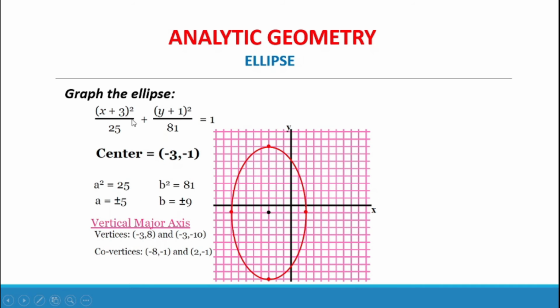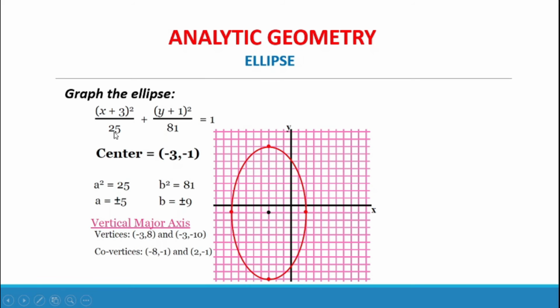Next, (x plus 3) squared all over 25 plus (y plus 1) squared all over 81 is equal to 1. For the center of the ellipse, change the sign from plus 3 to negative 3 and positive 1 to negative 1. So the center is at negative 3 for x and negative 1 for y.